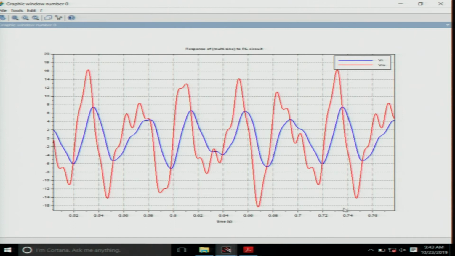But the point is of course that different frequency components are attenuated to different extents. The input is given by the red signal and the output is the blue signal, and you can see that the blue signal has slightly lesser variation compared to the red signal, because the 100 hertz component is in fact getting attenuated to some extent.